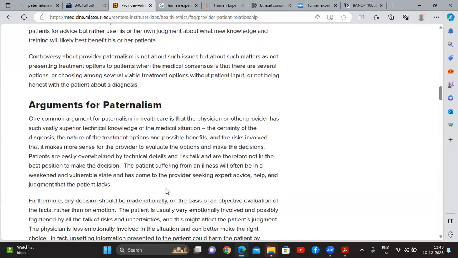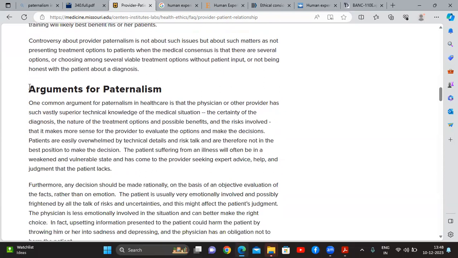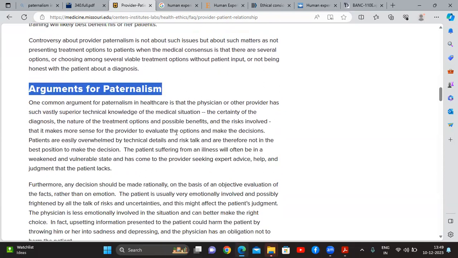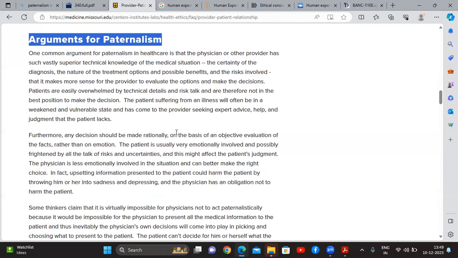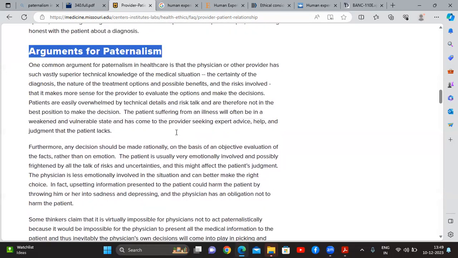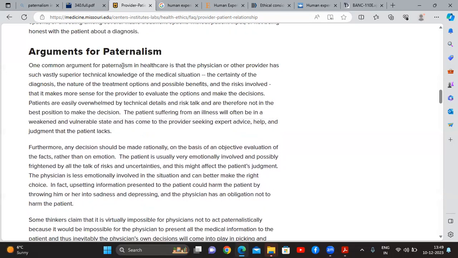Okay. Now, arguments. So you have to understand there are arguments for paternalism and there are arguments against paternalism. वो हमने पढ़ लिए कि क्या है, for क्या है. One common argument for paternalism in healthcare is that the physician or the other provider has such vastly superior technical knowledge of the medical situation, the certainty of the diagnosis, the nature of the treatment options, and the possible benefits and the risks involved that it makes more sense for the provider to evaluate the options and make the decisions.